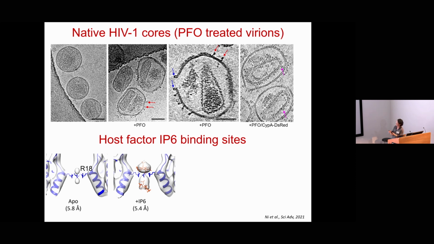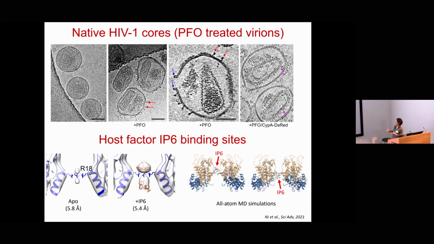So we know they are IP6, and then we worked with the molecular dynamics simulation group, which shows that there are two binding sites, two IP6. One binds arginine 18, which we all know. Actually, the second IP6 binds to lysine 25 and lysine 30. So this is their coordination.